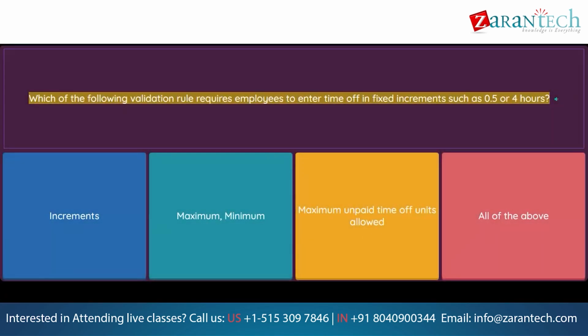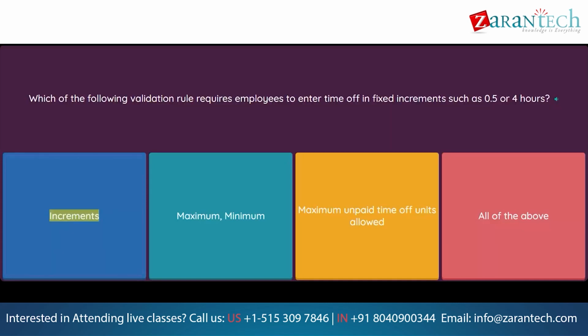Question: which of the following validation rule requires employees to enter time off in fixed increments such as 0.5 or 4 hours? Option 1 increments. Option 2 maximum, minimum. Option 3 maximum unpaid time off units allowed. Option 4 all of the above.